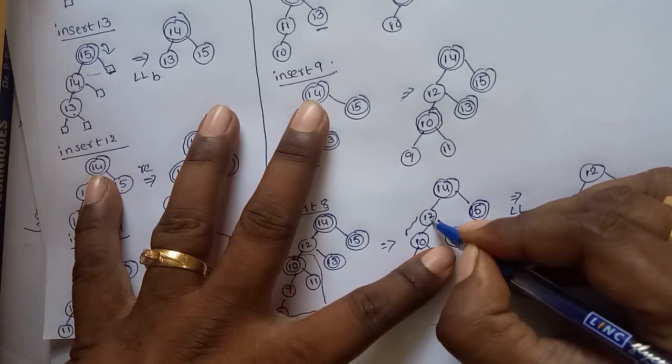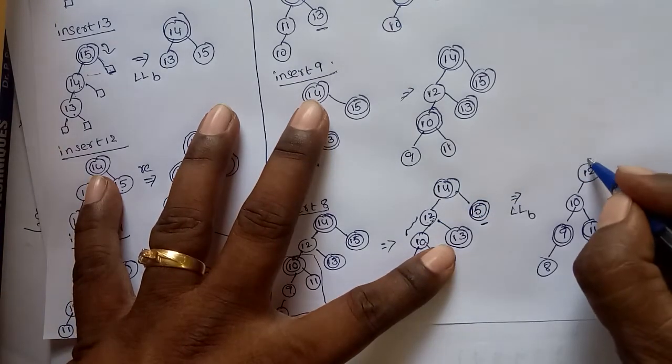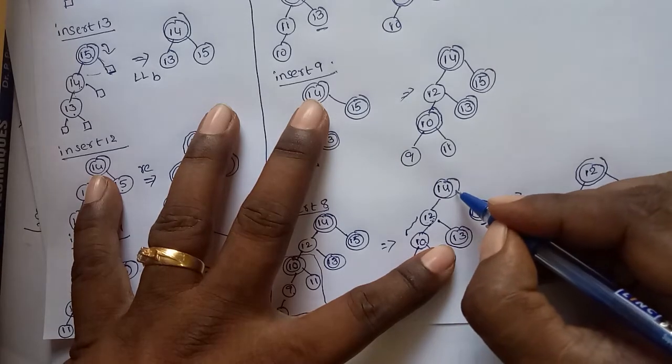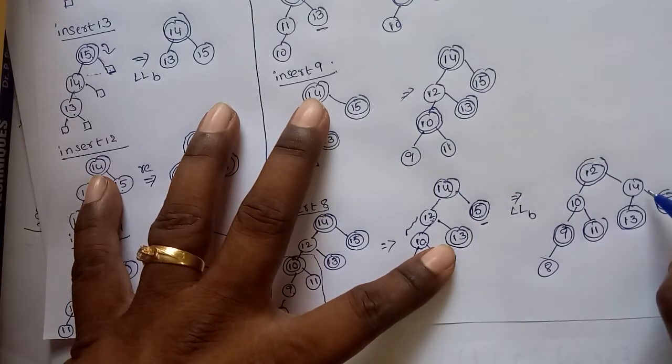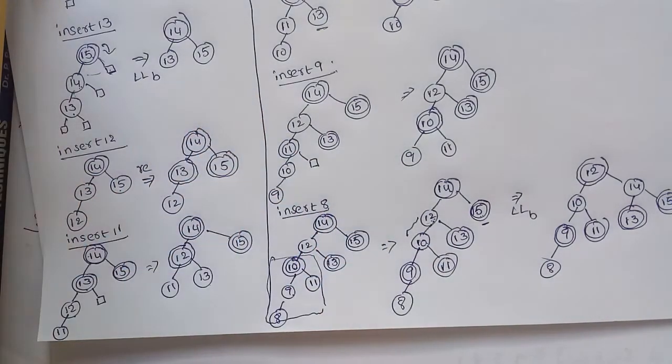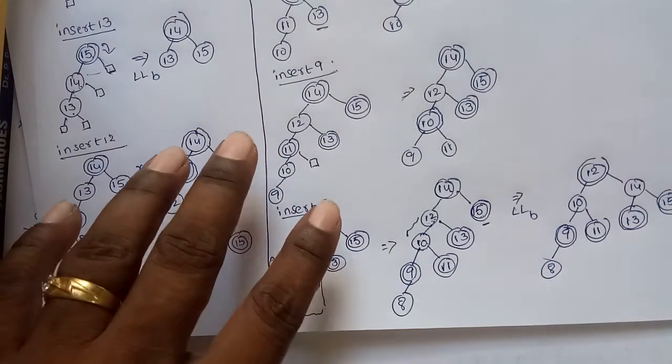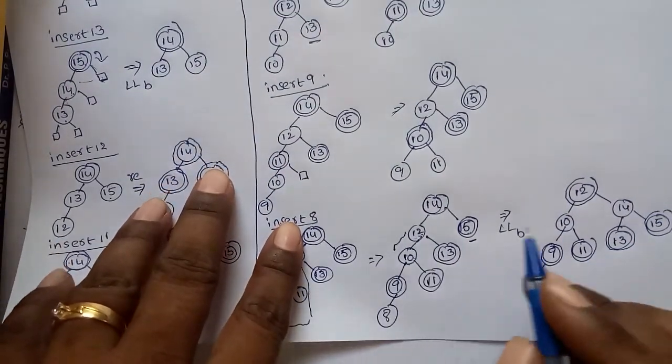Parent is 12. Initially it is red, converted into black. Grandparent is 14. It is black. Now it is converted into red. This is the insertion of 8.